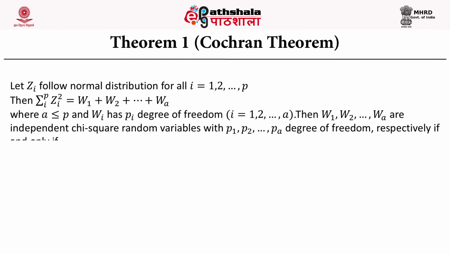This theorem states that if Zi follow a normal distribution for all i varying from 1 to p, and the sum of squares of Zi, where i varies from 1 to p, equals W1 plus W2 and so on up to Wa, where a is less than or equal to p and Wi has Pi degrees of freedom for i varying from 1 to a, then W1, W2, up to Wa are independently chi-square distributed random variables with P1, P2, up to Pa degrees of freedom respectively, if P equals P1 plus P2 and so on up to Pa.